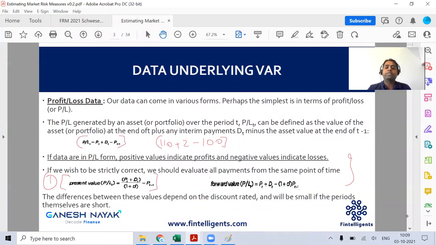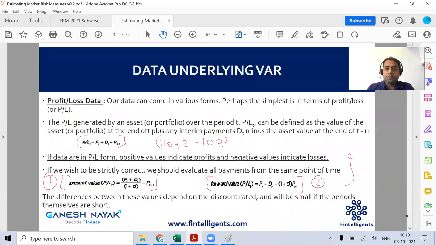So this is the first adjustment. What they're doing is PT plus D. They are discounting it back and then minusing 100 out of the same. The second method is this. What we are doing is we are taking the 100 to the time frame of 1 and then we are doing the adjustment.